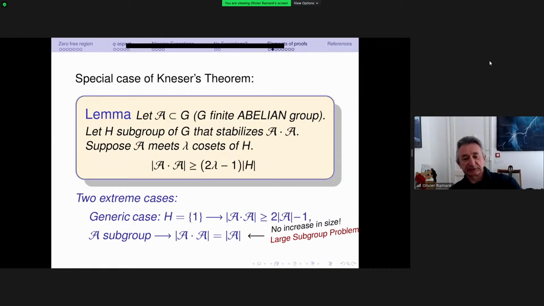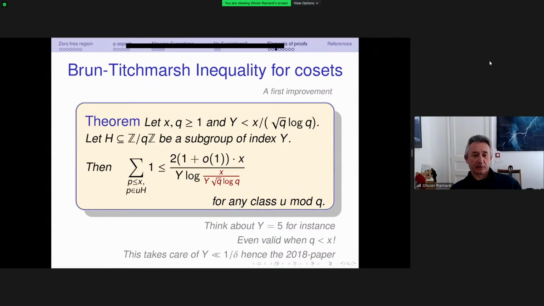But it's not in my talk now. What we'll need is a brilliant idea of Priyamvad, a student of Balu, to prove a Brun-Titchmarsh inequality for cosets. I like this inequality quite a lot, so let us state it.